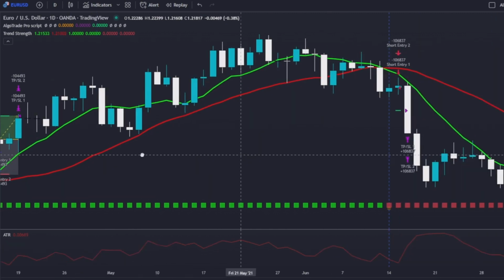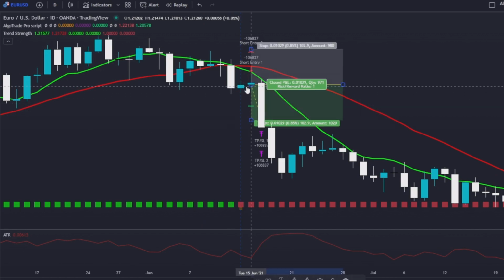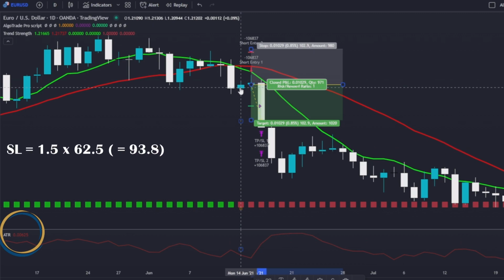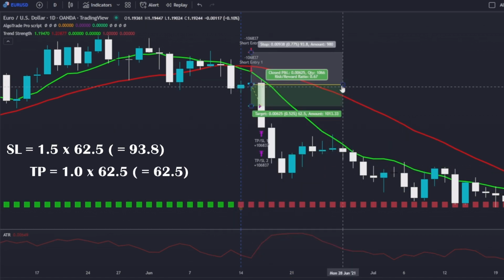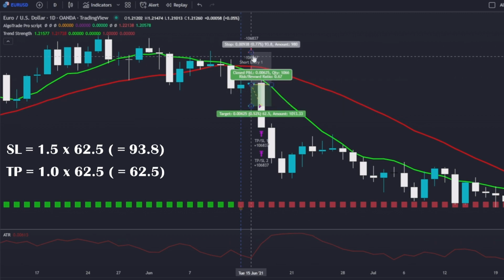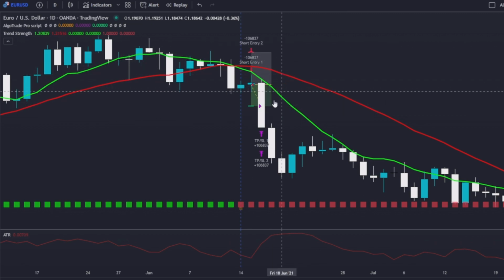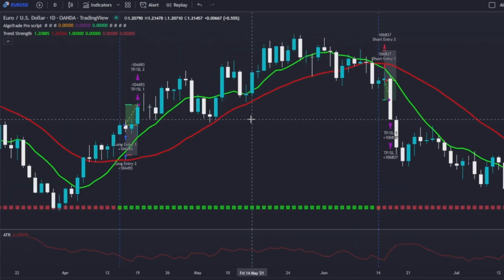After that long signal, the strategy gave a short signal. The algo considered the entry point after the closure of the signal candle given by the trend strength indicator. The stop loss value is 1.5 times the ATR pip value, in this case 1.5 times 62.5, which is 93.8 pips, and for the take profit the value is 1 times the ATR pip value, so in this case 62.5 pips. This trade will be a profitable one too. The take profit was hit here, and as you can see our algo did everything perfectly again.